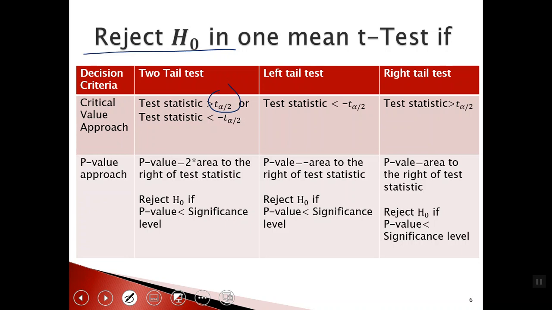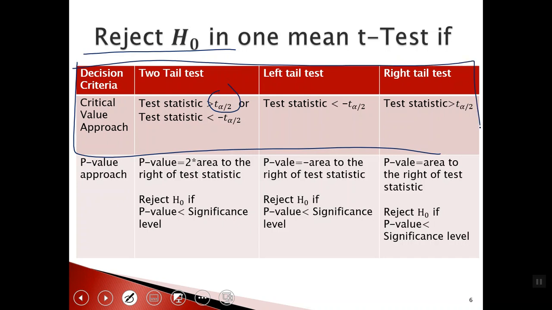Okay. Whenever we consider the critical value approach, in two-tailed case, if test statistic is greater than T alpha over 2 or test statistic is less than negative T alpha over 2, which means something like this, we reject our H naught.